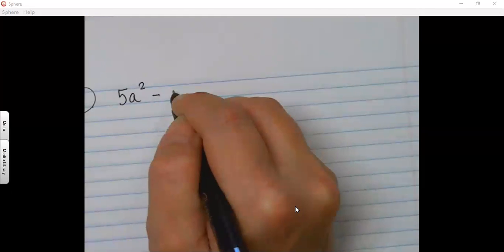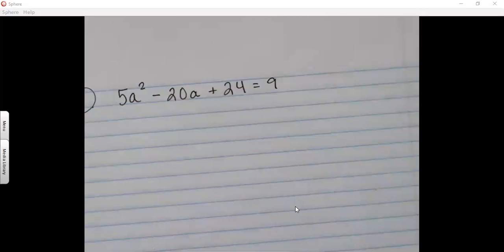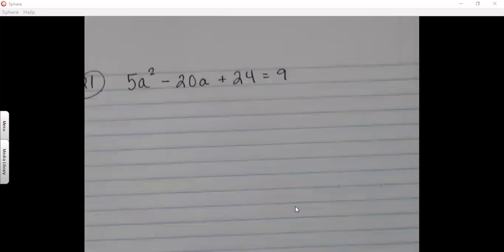5a squared, and I'll try not to give you one on your test where you have to rationalize. I'll try, but if it happens, you know how to do it now. Great, good job. All right, so I'm completing the square.